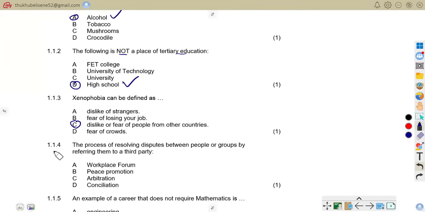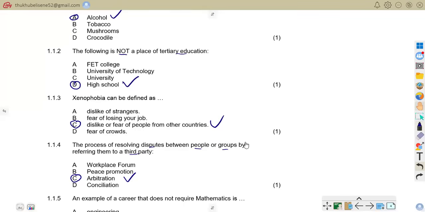Now we are on 1.1.4: the process of resolving disputes between people or groups by referring them to a third party. We're given four options: workplace forum, peace promotion, arbitration, conciliation. The correct answer there is C, arbitration. Arbitration is the process of resolving disputes between people or groups by referring them to a third party.